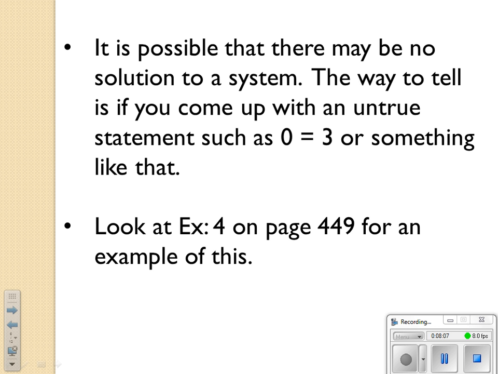I'd like you guys to look with me at example number 4. If you turn in your books to page 449, you're going to see one of these that's been done for you. Okay, notice through the working of the solution, they end up with a statement that says 0 is equal to negative 2 at the bottom there. When you get to that point, you can stop because there aren't solutions for the system. You've come up with an untrue pairing, and you can just quit.